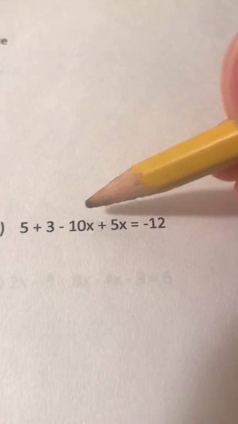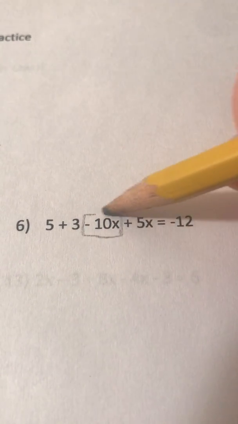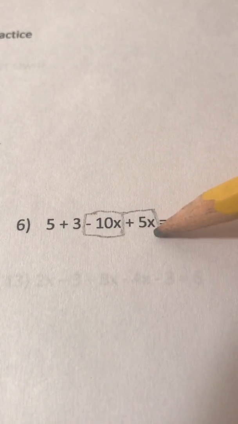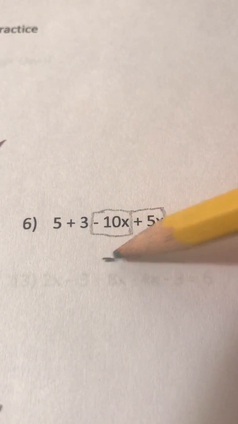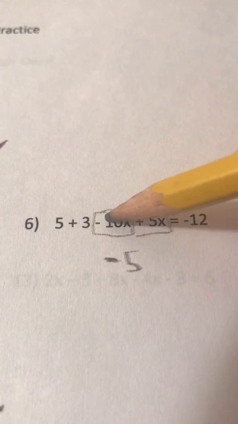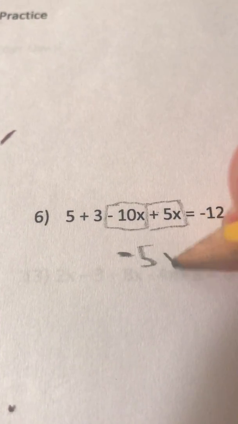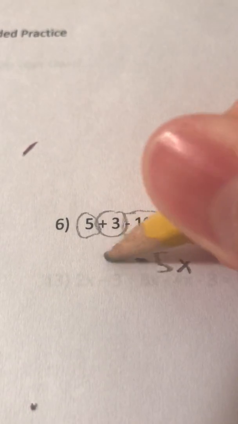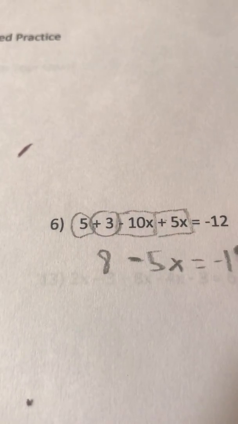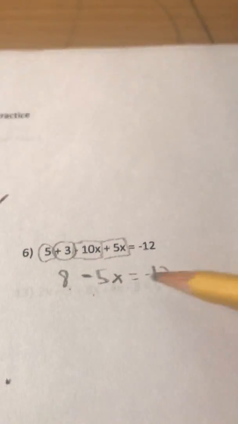Number 6. We're going to combine like terms. Remember, look at the sign in front of the term. So this is a negative 10x plus 5x. So negative 10x plus 5x would be negative 5x. Because negative 10 plus 5 is negative 5. 5 plus 3 is 8. So when we've combined like terms, we have 8 minus 5x equals negative 12.